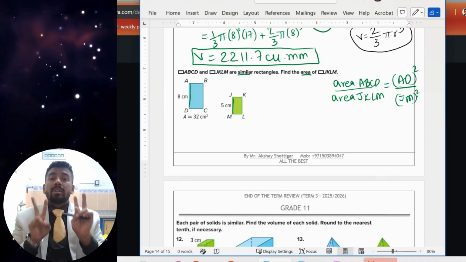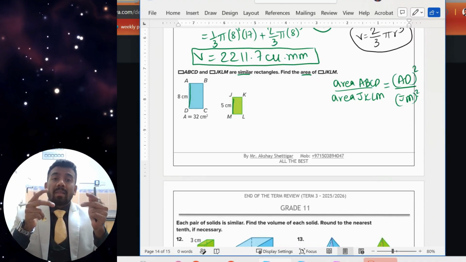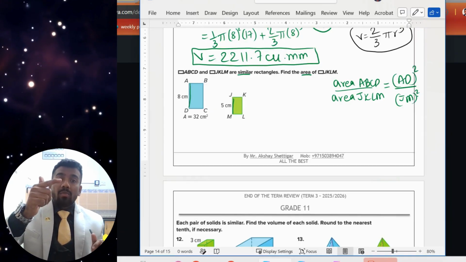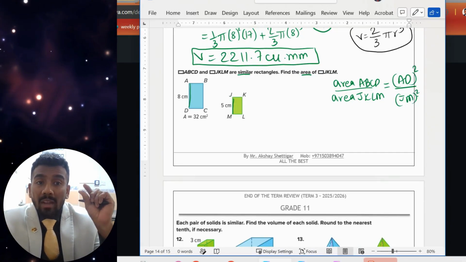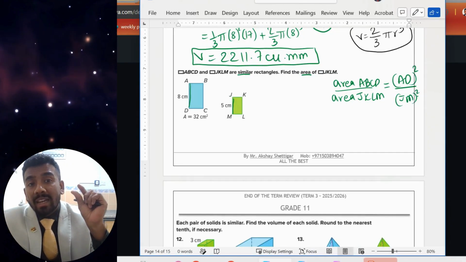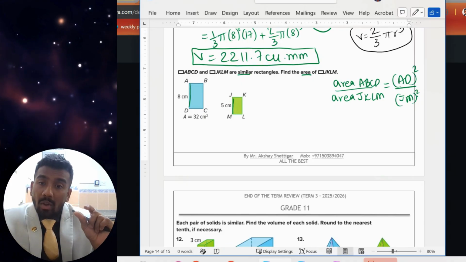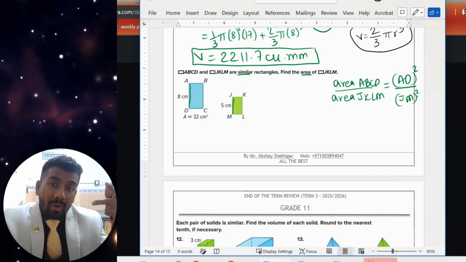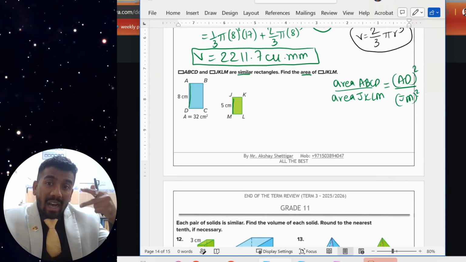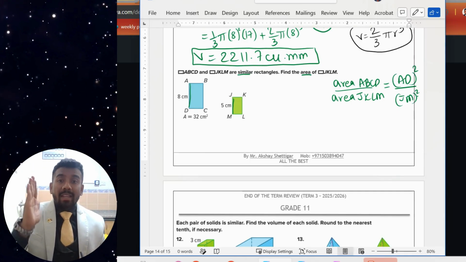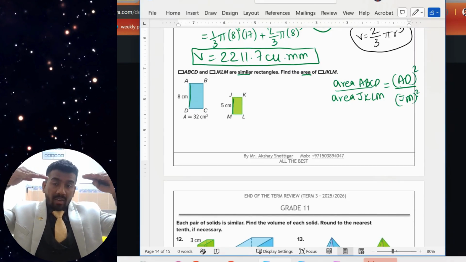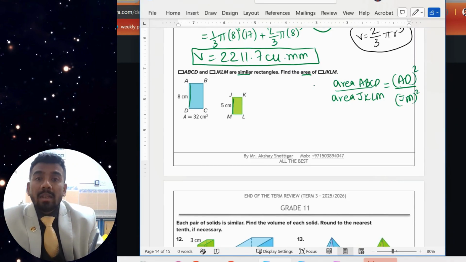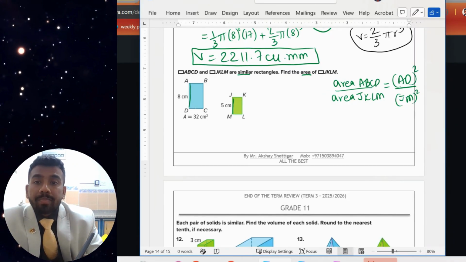Whenever two figures are similar, the areas can be found by this formula. The area of one figure over the area of the other figure will be equal to the square of that figure's side over the square of the other figure's side, provided these two sides are corresponding. So if you take AD, you have to take JM. If you take AB, you have to take JK. Okay, understood? That's it.